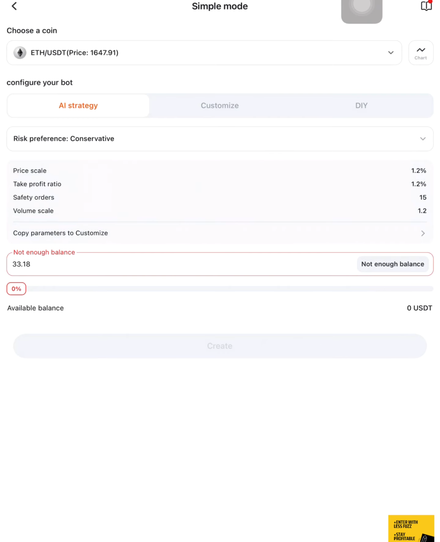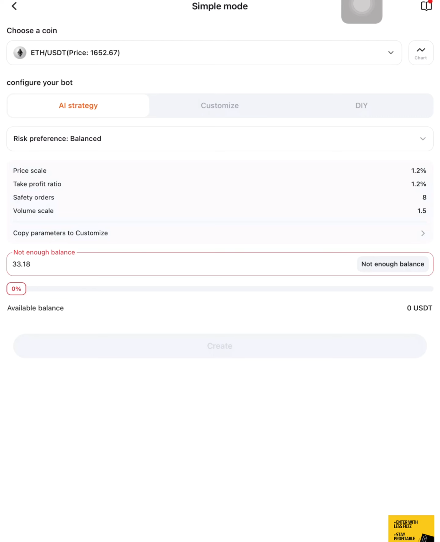And the volume scale you see here is 1.2 in the conservative. You see it's quite a bit less than the balanced one, which is a bit higher risk. The volume scale is the increment of volume that each safety order would entail. So every safety order would take 1.2 times the volume of the previous order, to maximize the volume of the asset as it goes down and bring the average price of the asset down.